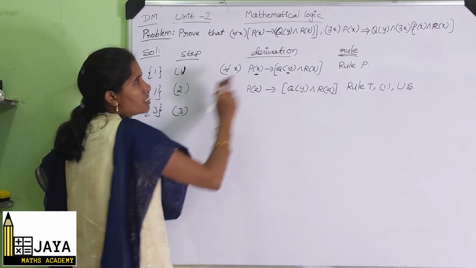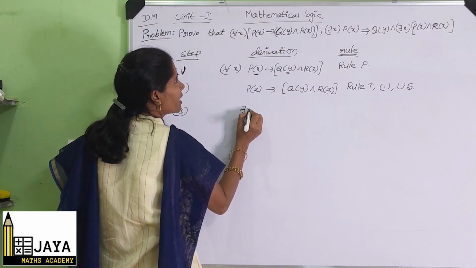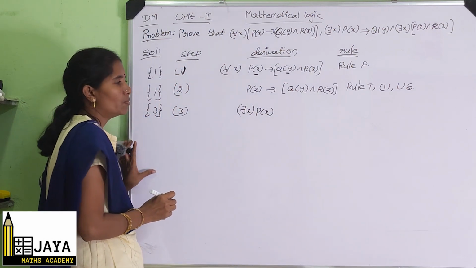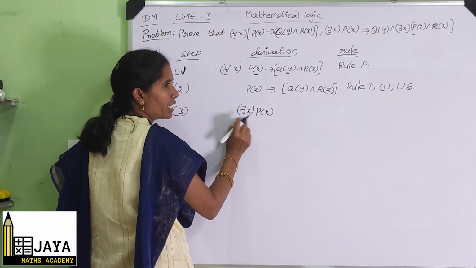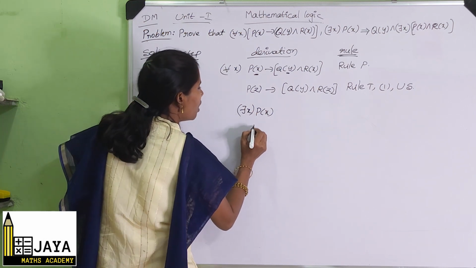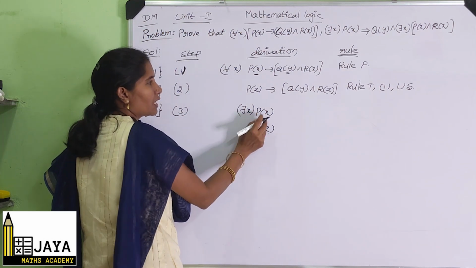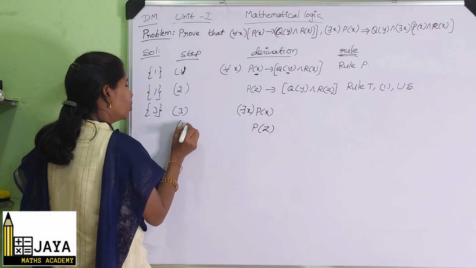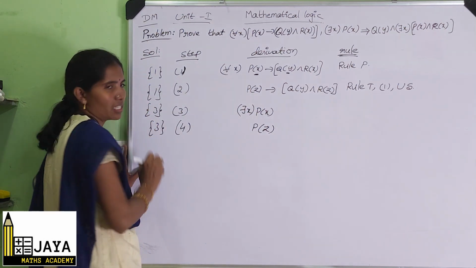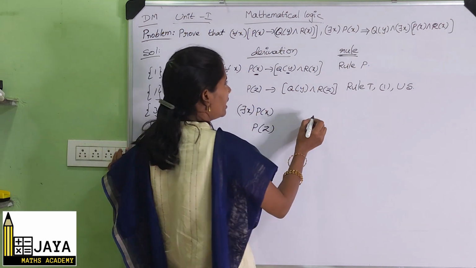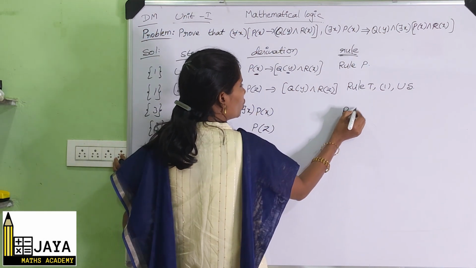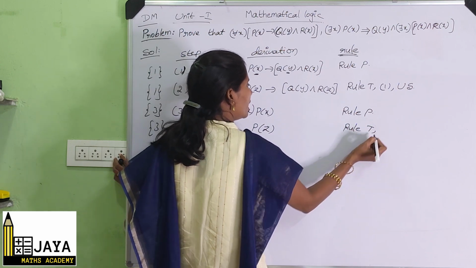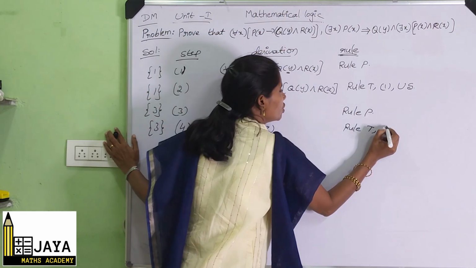Next premise I am considering, there exists x, p of x. So here also to remove there exists, p of z. Already x ki z ni use chestunnamma. So p of z. In the fourth one, the same premise we are using, so here it is rule P. Here it is rule T for the third step.